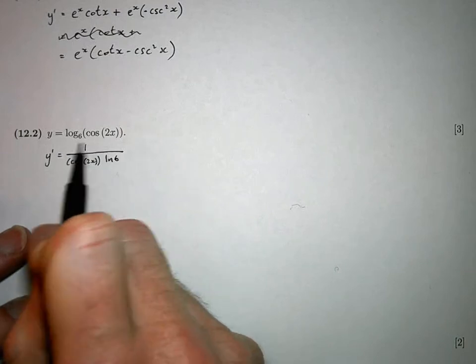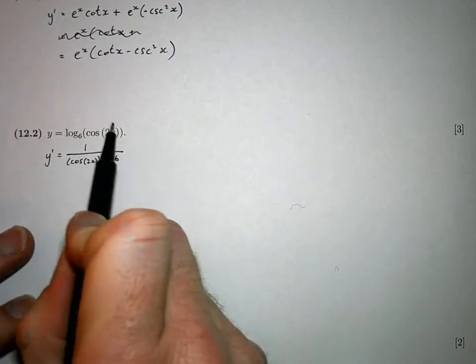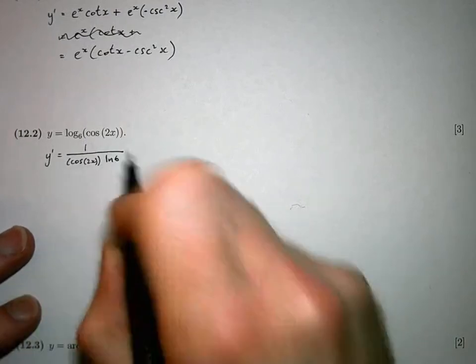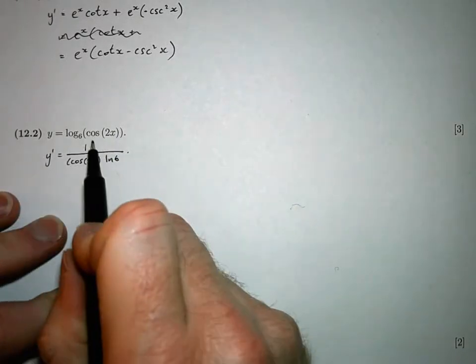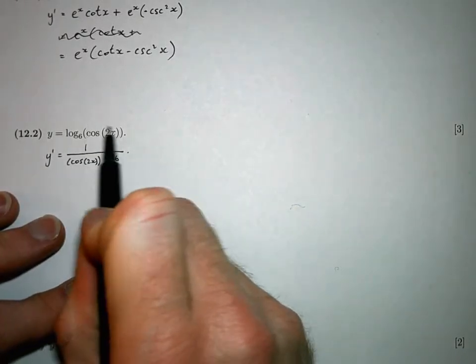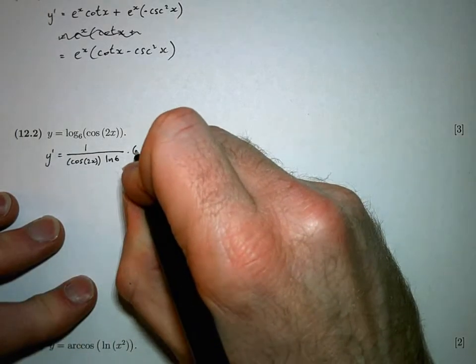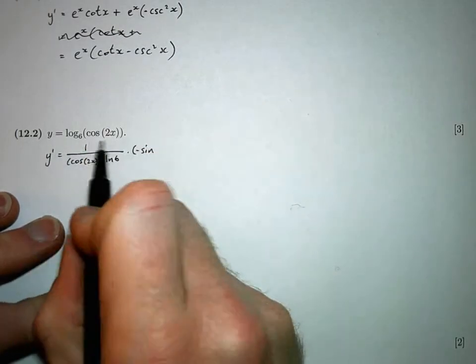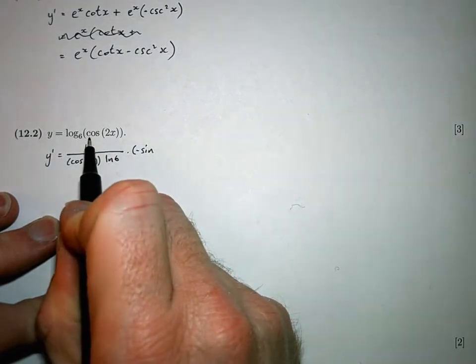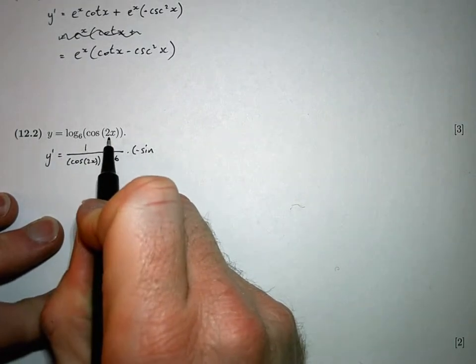So this is the derivative of the log base 6 of something. Because we're using the chain rule, we now need to multiply by the derivative of that something. That something is cos of 2x. So the derivative of cos is minus sine. Again, we're using the chain rule because the outer function is cos, the inner function is 2x.